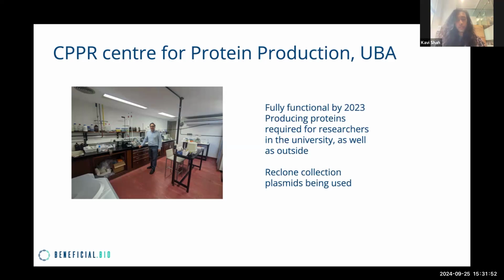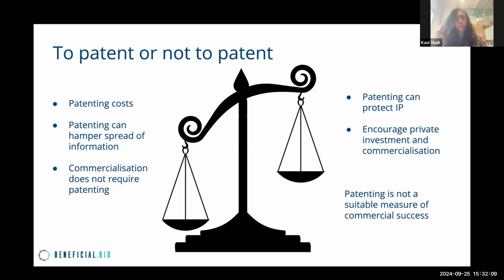And so open source collections like those hosted by Reclone are incredibly useful for spreading technologies, as well as having the whole wealth of protocols and community support. And so extending from this, when research is done in universities, there's often a conundrum of whether to patent or whether to release the information openly.